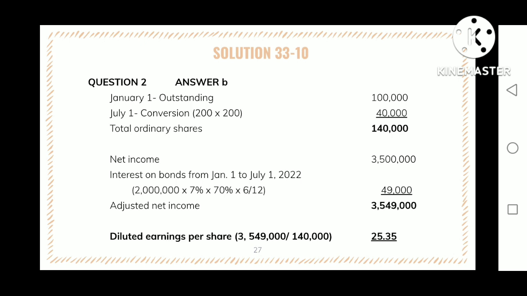May net income tayo na 3.5 million. Pero i-adjust natin to by adding the interest on bonds from January 1 to July 1, 2020. 200 bonds times 10,000 face amount times 7% times 70%. Yung 70% is the percentage net of tax kasi yung tax rate is 30%. Times 6 over 12 is equal to 49,000. 3.5 million plus interest na 49,000 is equal to the adjusted income amounting to 3,549,000 divided by 140,000 na total ordinary share, which will give us 25.35 diluted earnings per share.